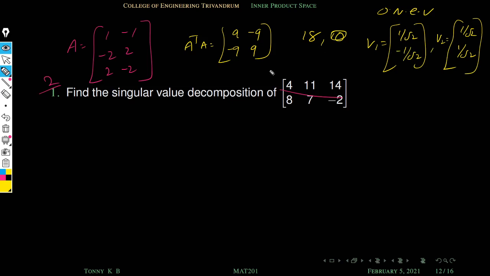Then what is our sigma? What about sigma 1 and sigma 2? They are the roots of 18 and 0. So your sigma 1 is root 18 and sigma 2 equal to 0. The order of this matrix A is 3 by 2. So how to construct D? What is the order of D?